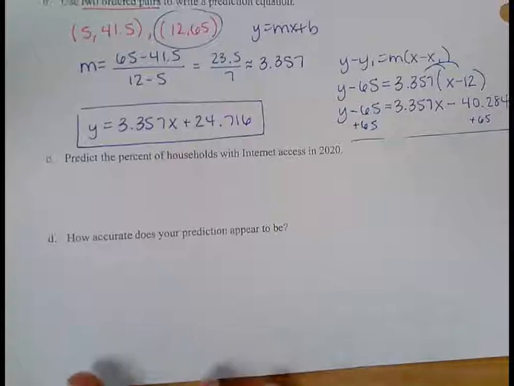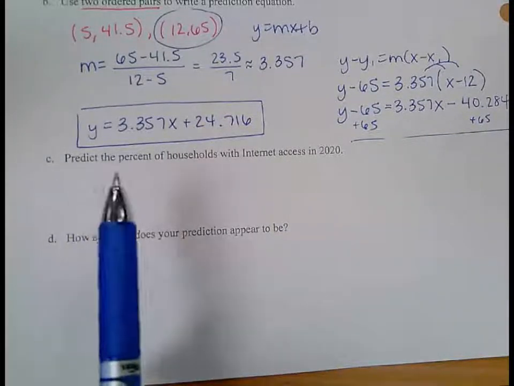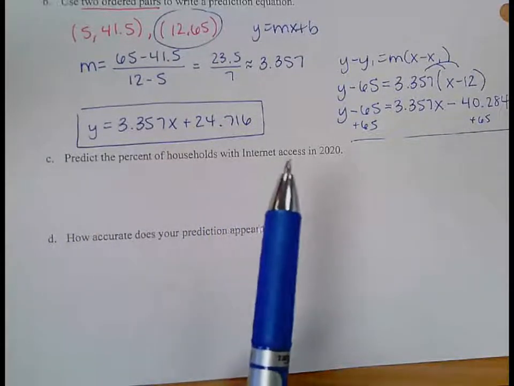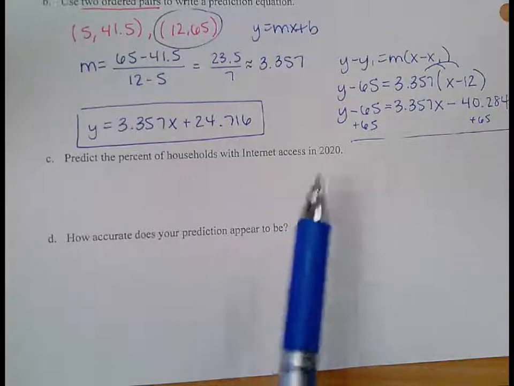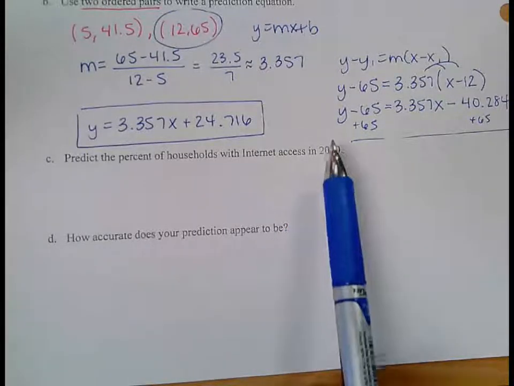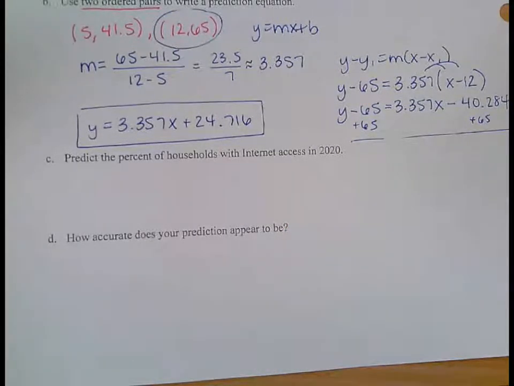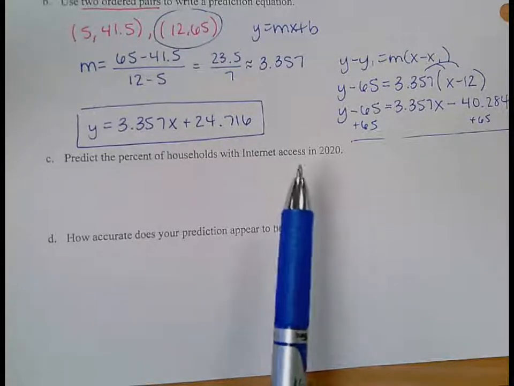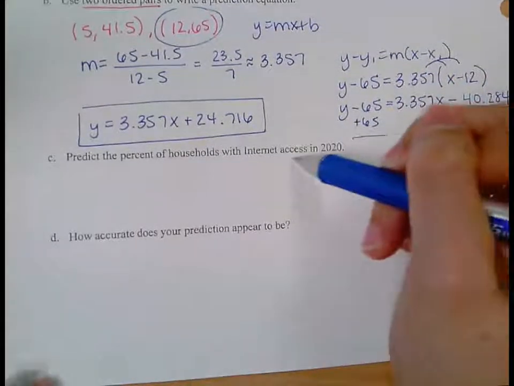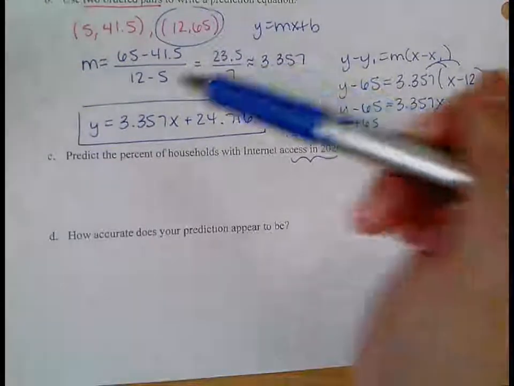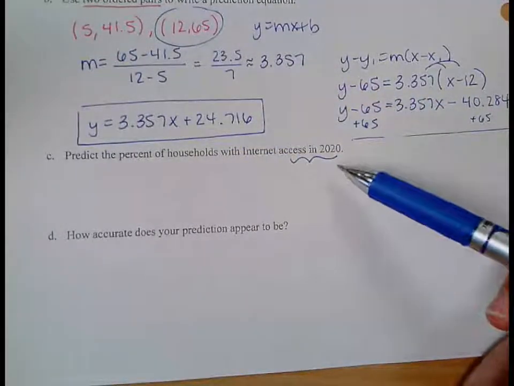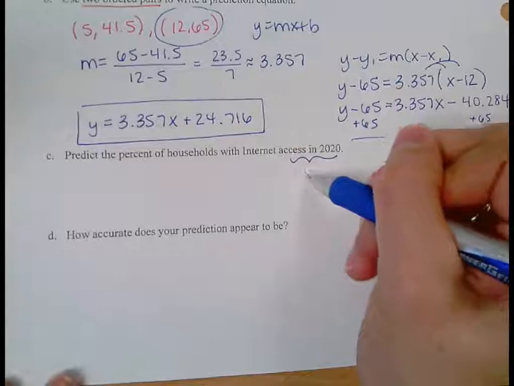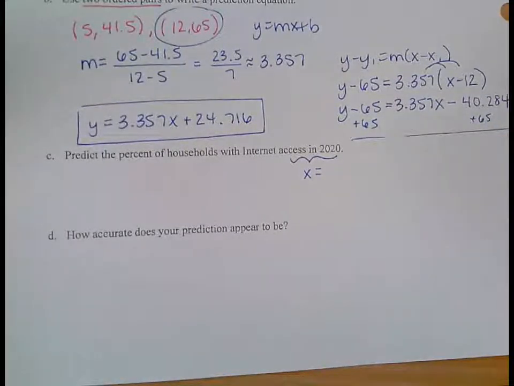And then for part C, it says predict the percent of households with internet access in 2020. So now we're using our data to predict how many households may have internet access in the year 2020 if it follows the same trend. So first of all, make sure you're not substituting 2020 in for x. You have to figure out what this x value would be. So in the year 2020, what would our x value be? 25.